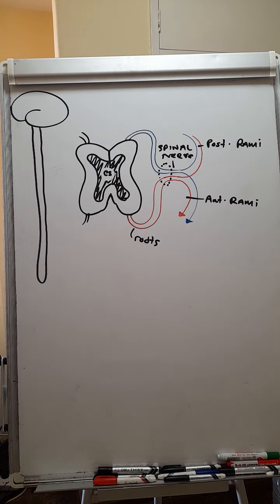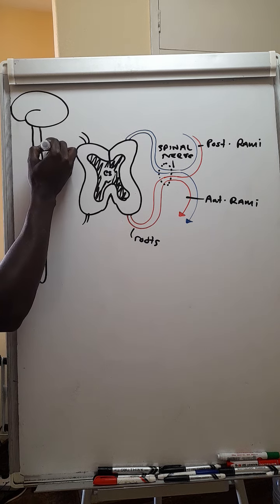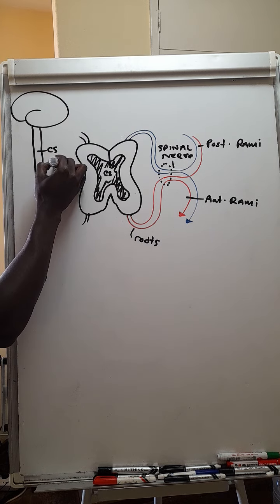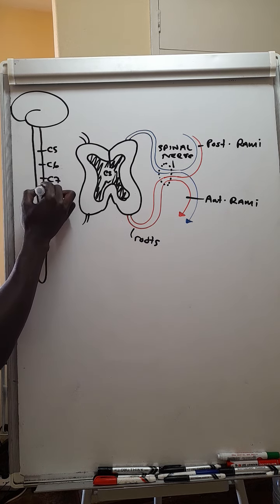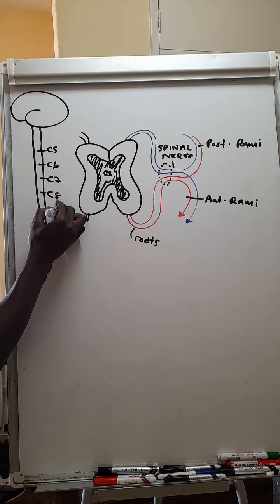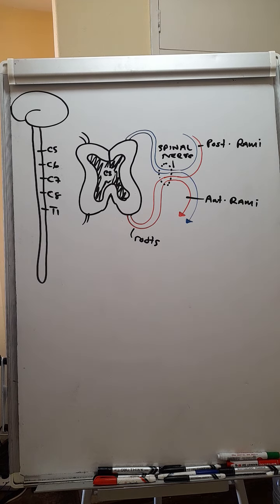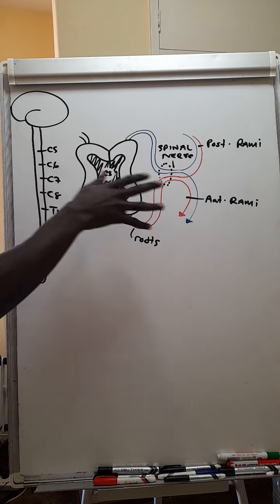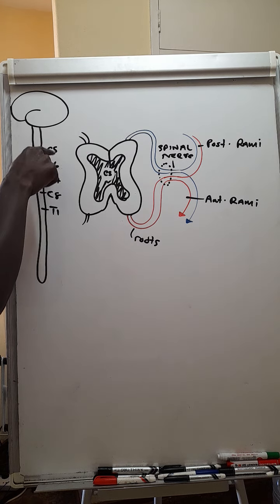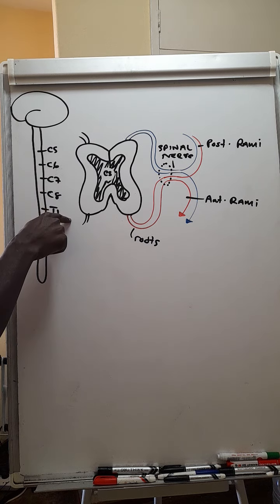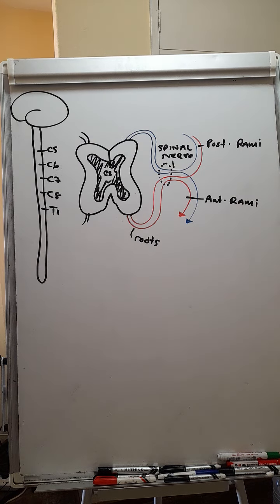So what I want you to know is that the brachial plexus is made from the spinal nerves C5, C6, C7, C8, and T1, and these spinal nerves will be giving the anterior rami. So the anterior rami of C5, C6, C7, C8, and T1 are the ones which form the brachial plexus.